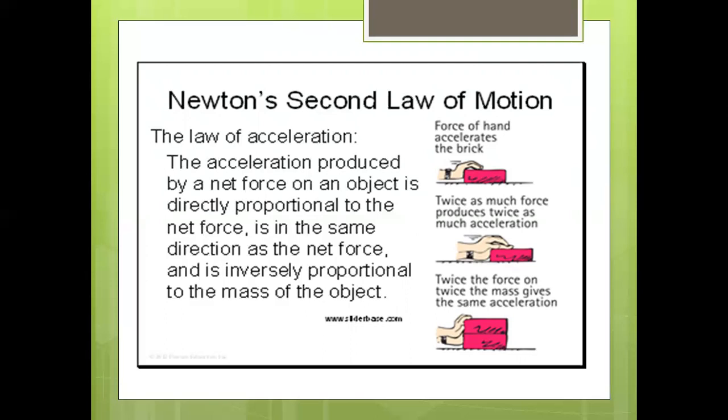So whenever there is a net force acting, and that happens in case of unbalanced forces, acceleration will be produced, and that acceleration will be directly proportional to the net force. Acceleration is a vector quantity, so its direction will be the same as the direction of the net force. And that acceleration is inversely proportional to the mass of the object.